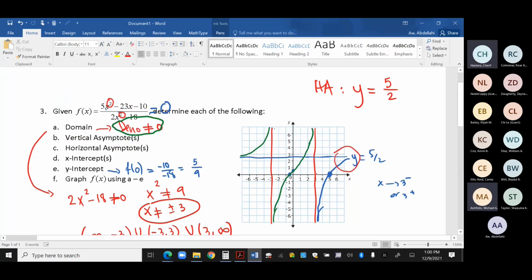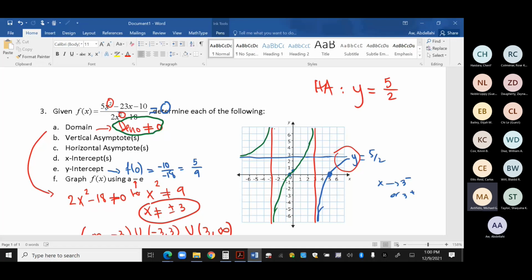Alright, I got you. I'm not just talking about that. For question F, they said to graph f of x using A and E. No, not just A and E, A to E. Oh, okay. That means A to E. Yeah, that's why I didn't understand your question. Not only A and E, it is A to E: A, B, C, D, E. Okay, I got you. Right. You have to use all the elements of the stuff, okay?